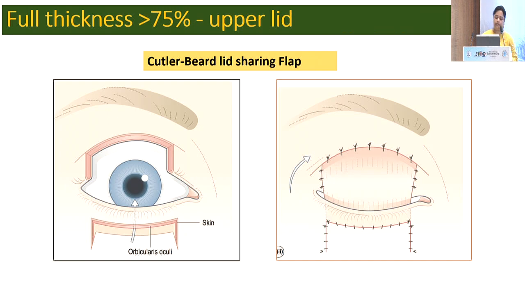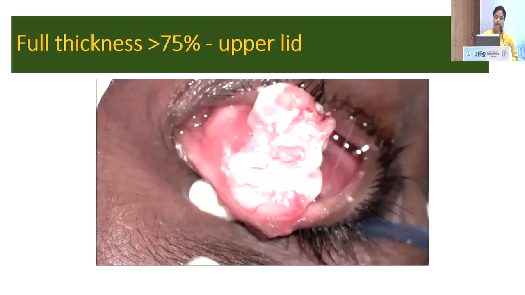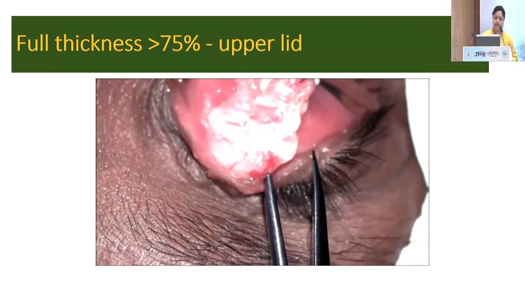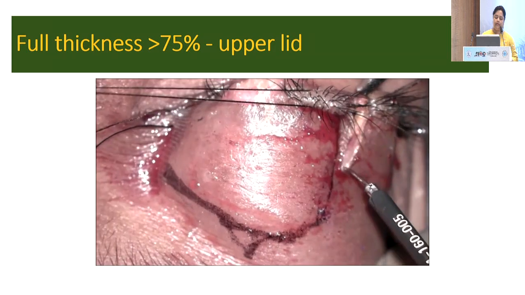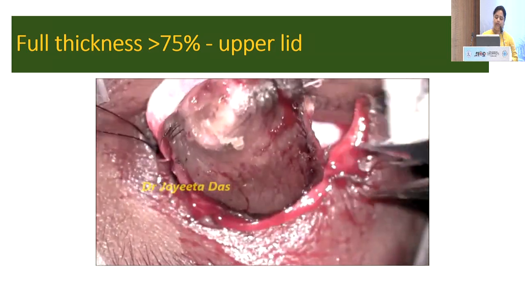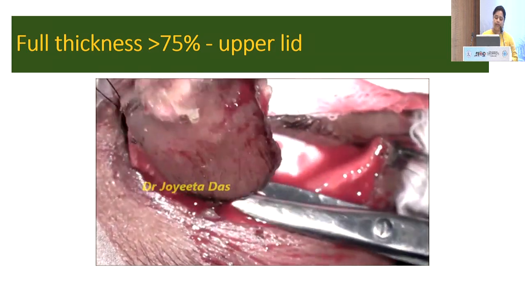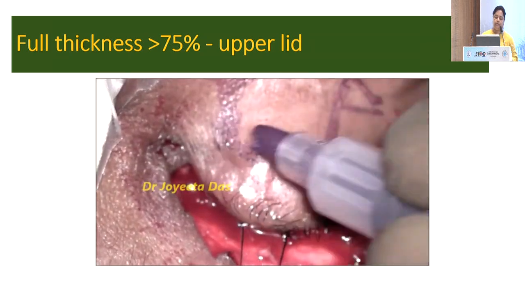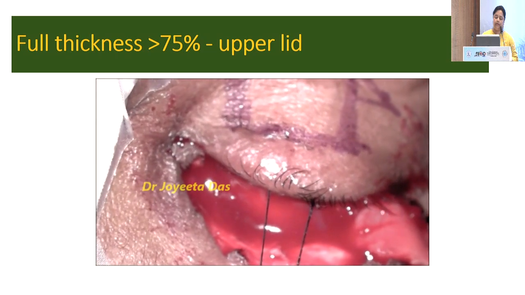Next is if it is a more than 75% defect. If it is upper lid, Cutler-Beard is the option. That is the full thickness flap from the lower lid. This is a short video clipping of the same. First, after taking the malignant tumor out, after taking the frozen section, the defect has been closed with a full thickness myocutaneous flap from the lower lid.